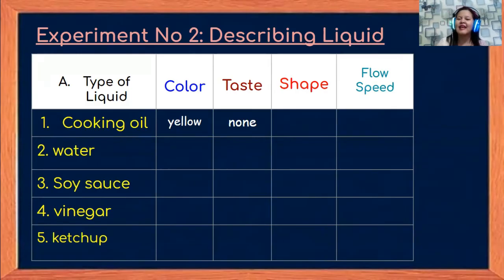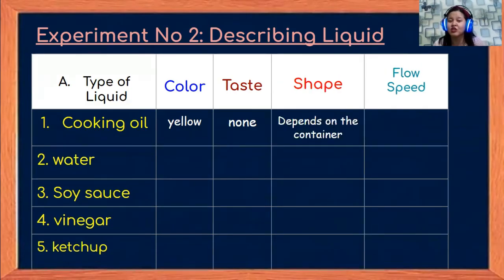Okay. Next, we have shape. The shape of the cooking oil depends on the container. If the container is a round bottle or a cylindrical bottle, and at the bottom you can see, the shape of the cooking oil is a circle. Other containers have a square bottle, so the shape of the cooking oil will be square.